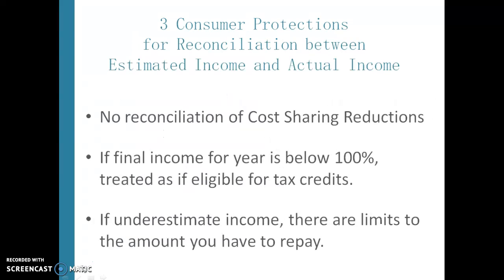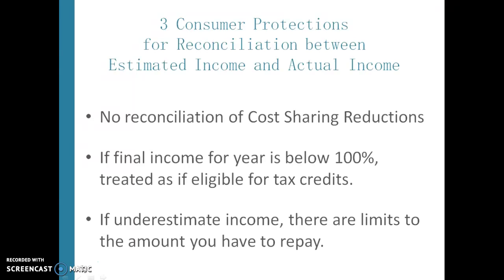Cost sharing is never reconciled. So if you were estimating your income at $15,000 and receiving that 94% cost sharing, and then it turns out your income was $27,000, you would have to pay back some of the tax credits, but you would not have to pay back any of that reduction in your deductible, out-of-pocket max, and copays. If the final income for the year is below 100%, the consumer will be treated as eligible for credits, and they will not have to pay back anything.